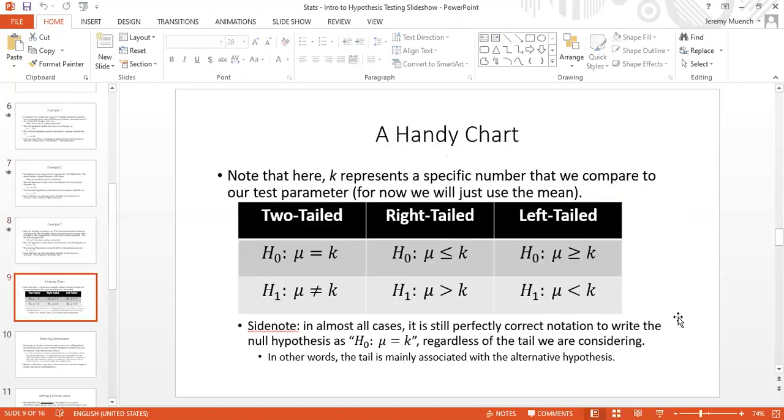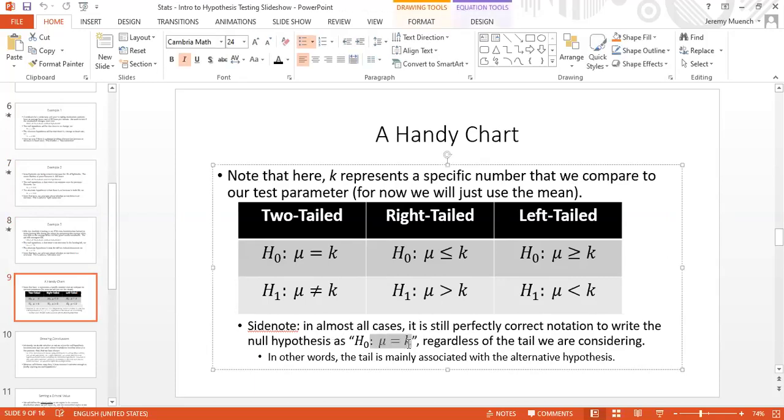So here, this is just a nice chart that shows exactly what we talked about, and here you can even see, side note, in almost all cases, it's perfectly correct notation to write the null hypothesis as just the mean is equal to whatever starting value we have. You'll see plenty of people use this notation, and no one bats an eye. No one balks at it. The tail that we care about is associated with the alternative hypothesis, or the alternate hypothesis, not the null.